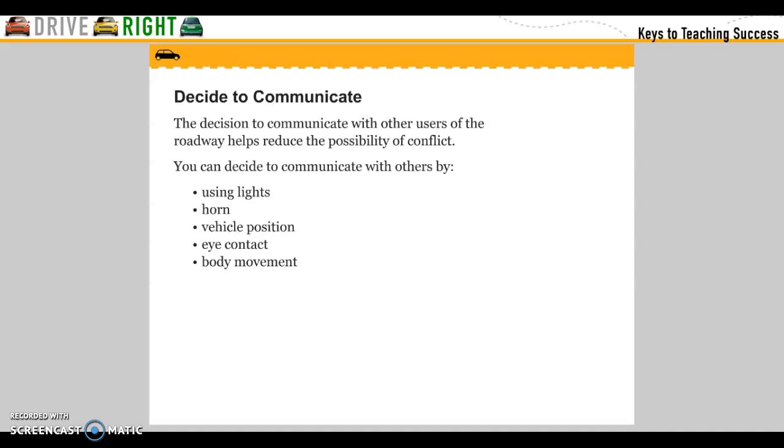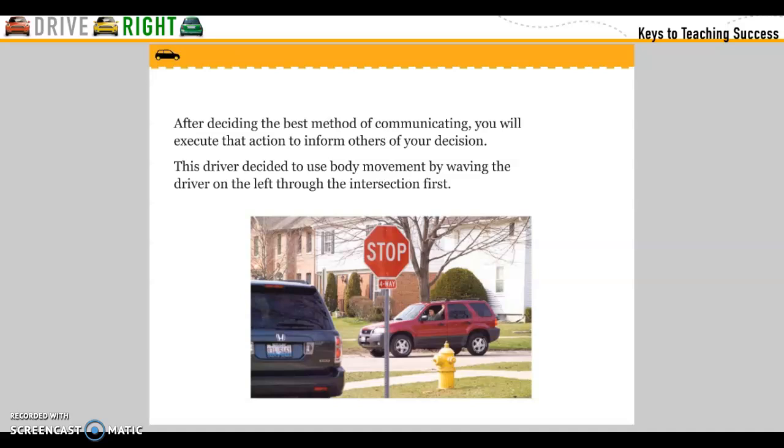Decide to communicate. The decision to communicate with others on the roadway helps reduce the possibility of conflict. You can decide to communicate with others by using your lights, using your horn, vehicle position, eye contact, and body movement. After deciding the best method of communication, you will execute the action to inform others of your decision. This driver's decision used body movement by waving the driver on the left through the intersection.